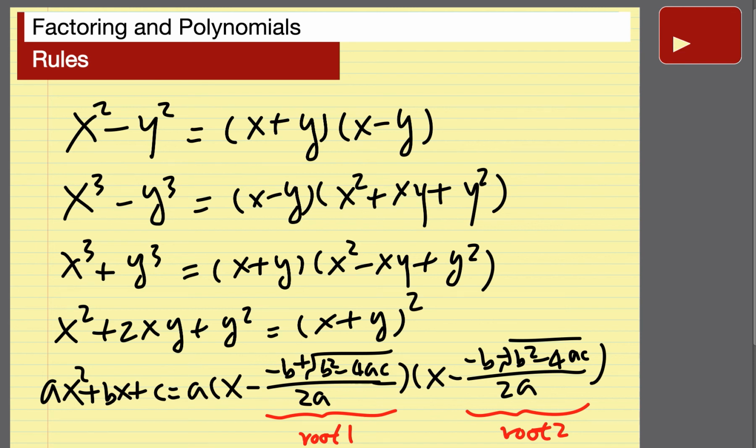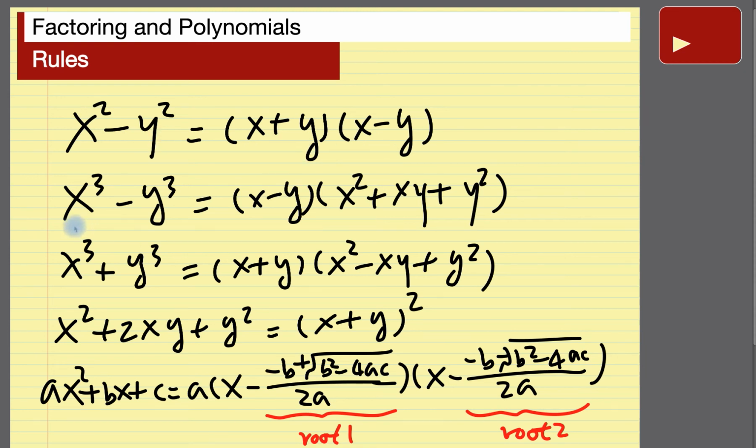When it comes to factoring polynomials, there are 5 rules that are commonly encountered. You can use them as your tools. Number 1 is this format where you have x squared minus y squared, or any squared minus another squared. This can be factored as such.